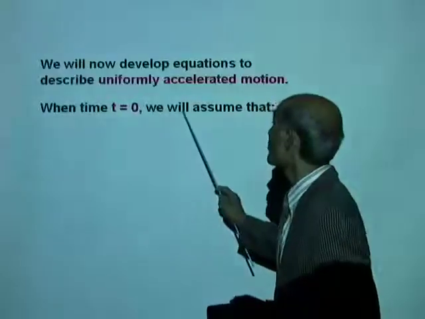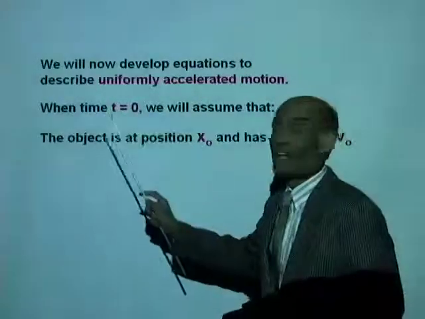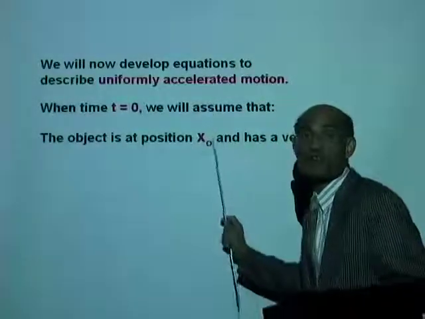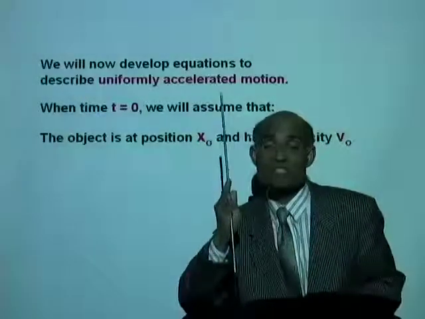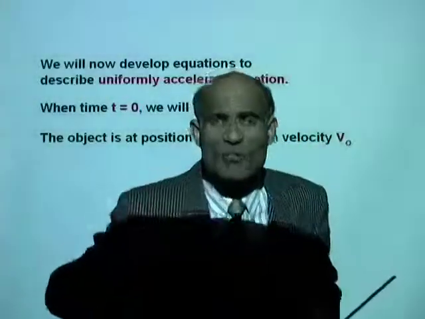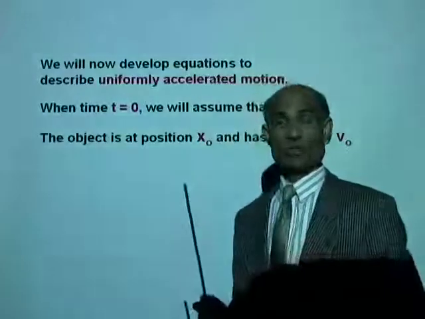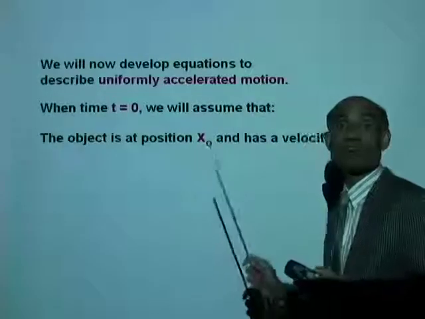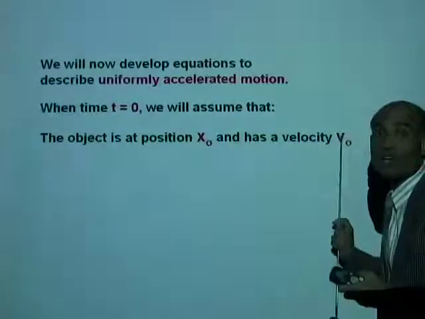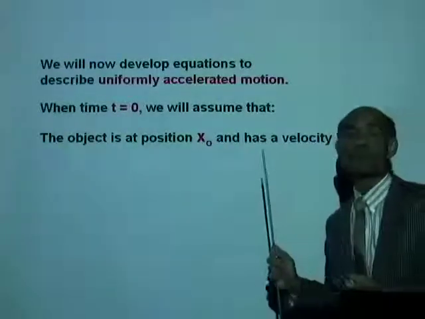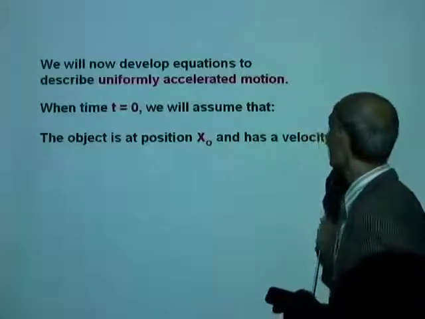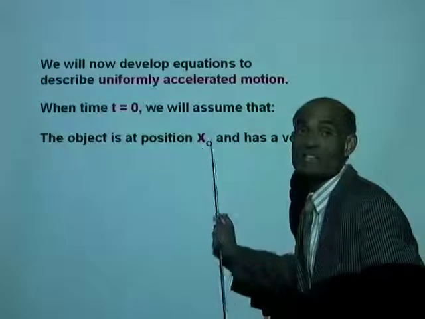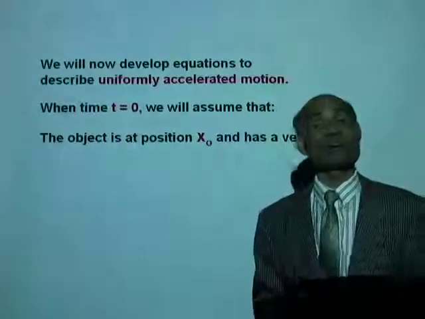When t equal to 0, we will assume that the object is at position x0. So x0 means the position of the object at t equal to 0. T equal to 0 is when we start our clock. So when we started the clock, where did you find the object? At x equal to x0. And what velocity did it have at that time? We will call that v0, v sub 0. So v0 is the velocity at t equal to 0, and the particle is at x equal to x0 at that time.